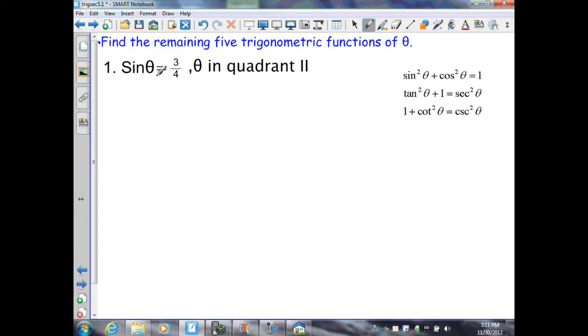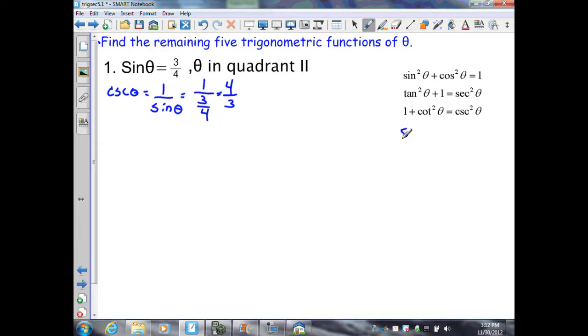Our next example, find the remaining 5 trig functions of theta. We're given the sine of theta equals 3/4. We know that theta is in quadrant 2. And what we want to do is use the identities to solve this problem. We know that cosecant theta is equal to 1 over sine theta. It's a reciprocal identity. Therefore, we know that that is 1 over 3/4, which gives us 4/3 for cosecant theta.